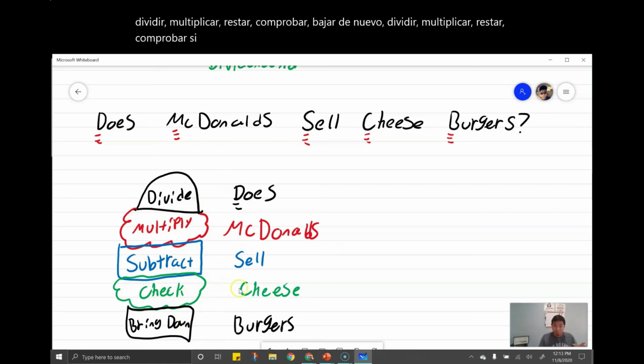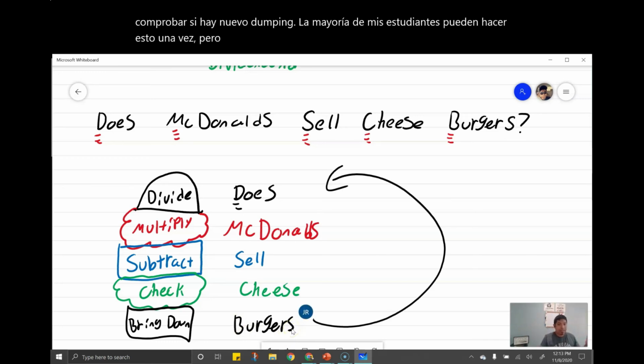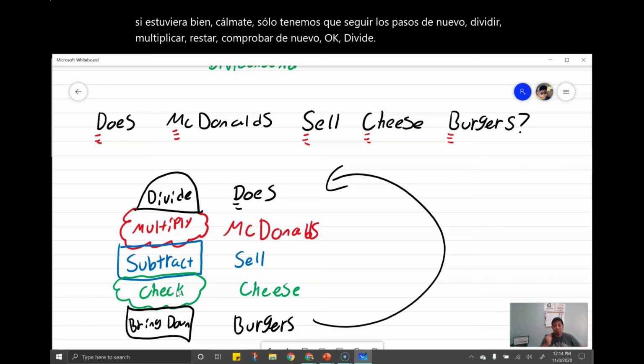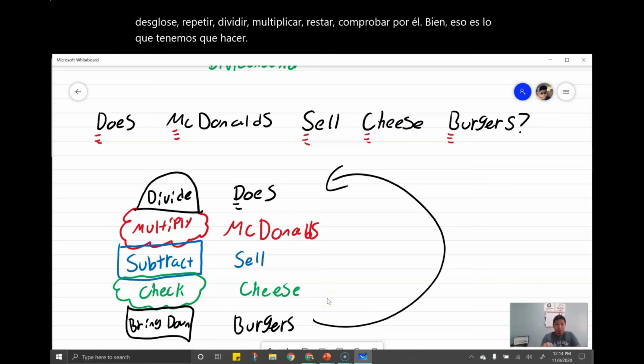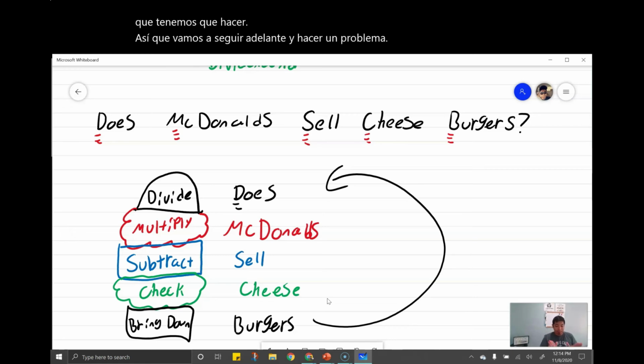Most of my students can do this one time, but once we have to go again, that's when they're like, oh my gosh, I'm confused. I have no idea what to do. And I'm like, it's okay, calm down. We just gotta follow the steps again. Divide, multiply, subtract, check, bring it down. Repeat. That's what we have to do. So let's go ahead and do a problem, so that way we know, okay?